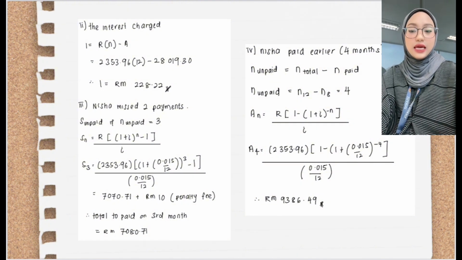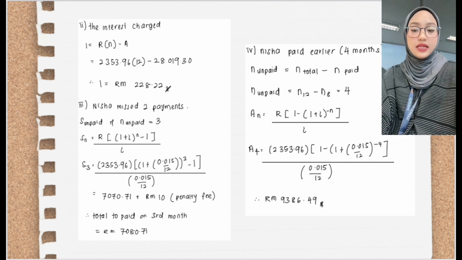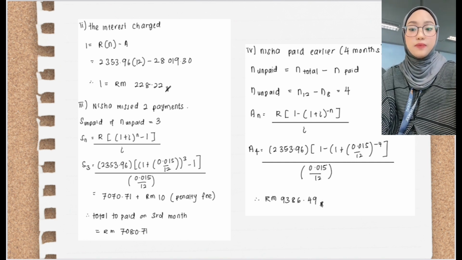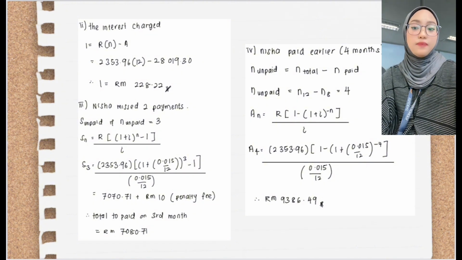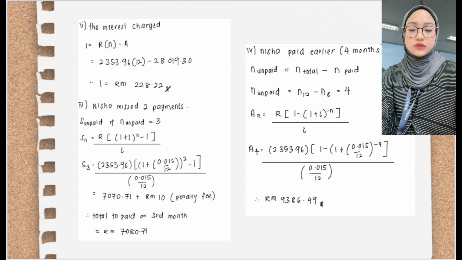So the last question is question 4, which is Nisha paid her loan earlier than the exact date, which is we choose to pay 4 months before the exact loan date. So we use N unpaid equals to N total minus N paid. So N unpaid equals to N12 minus N8 equals to 4. So here again, the formula A, N equals to R in bracket 1 minus 1 plus I root of negative N over I. So again, just substitute the amount and the components that given in the formula.